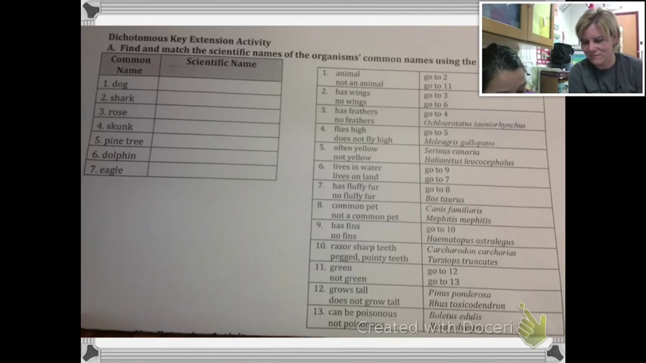So our first organism here is a dog. Yes, I know that we all know that a dog is a dog, but if we didn't know, let's try and figure out its name. We always start with number one, always. Number one: is this organism an animal? Yes. So the directions tell us to go to 2. Does the organism have wings?